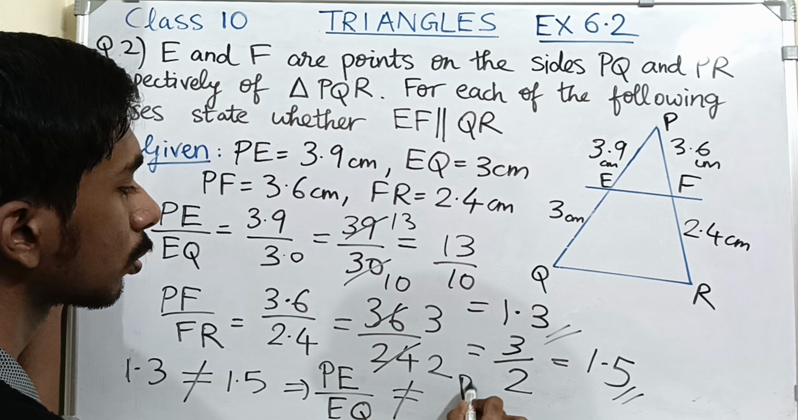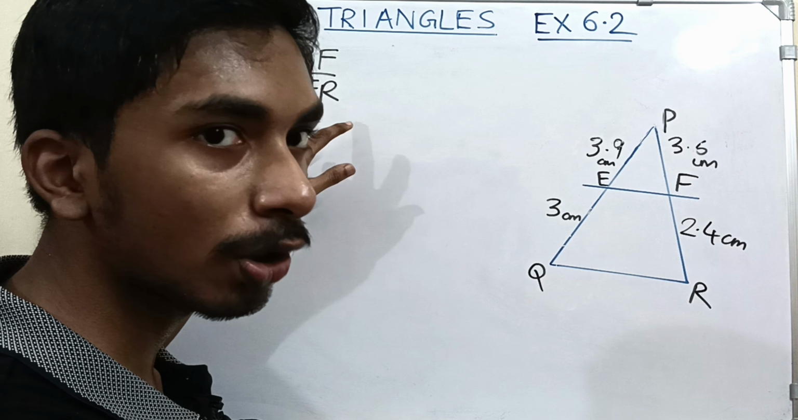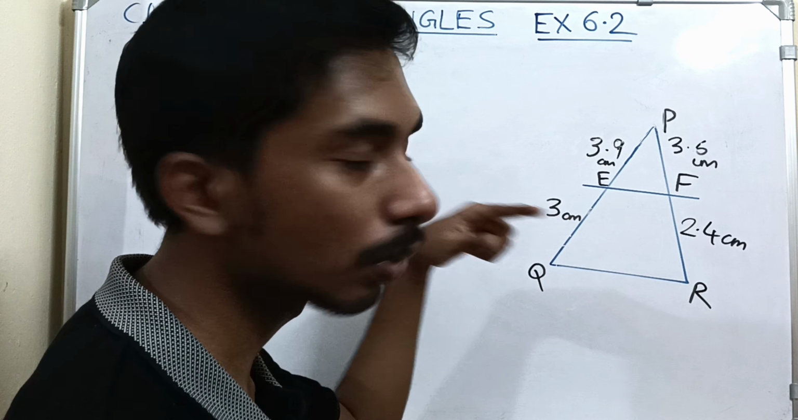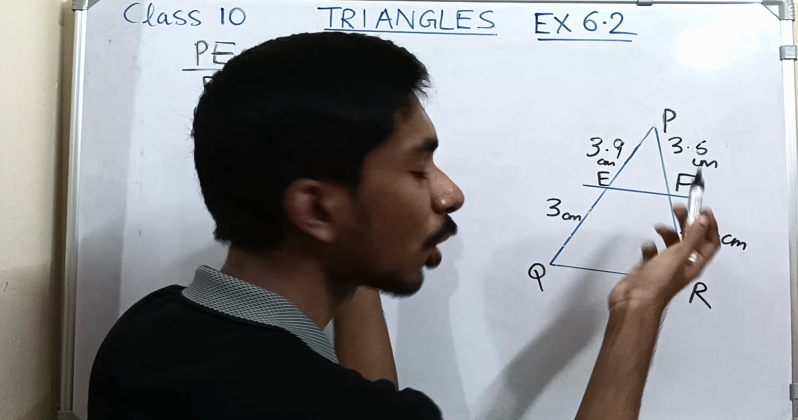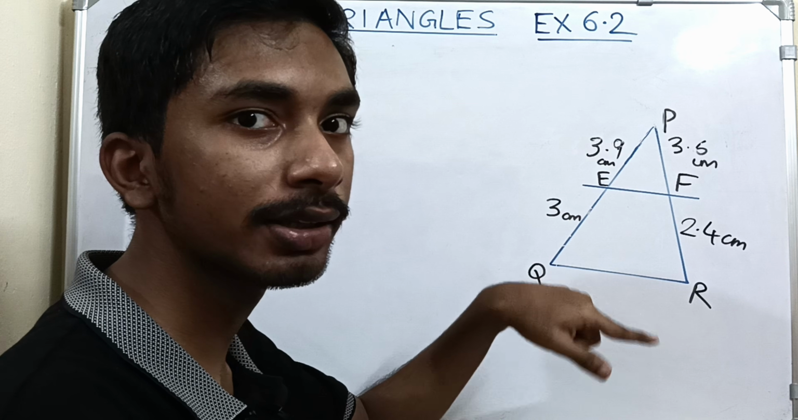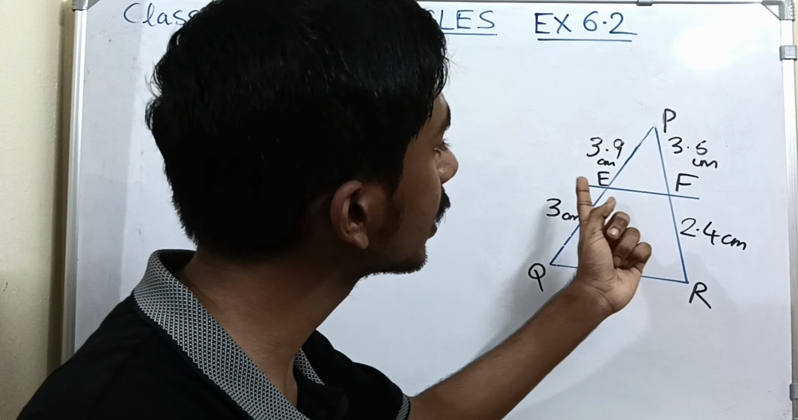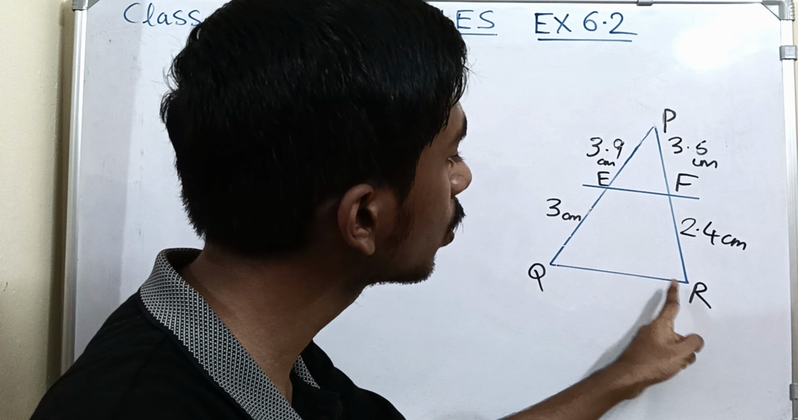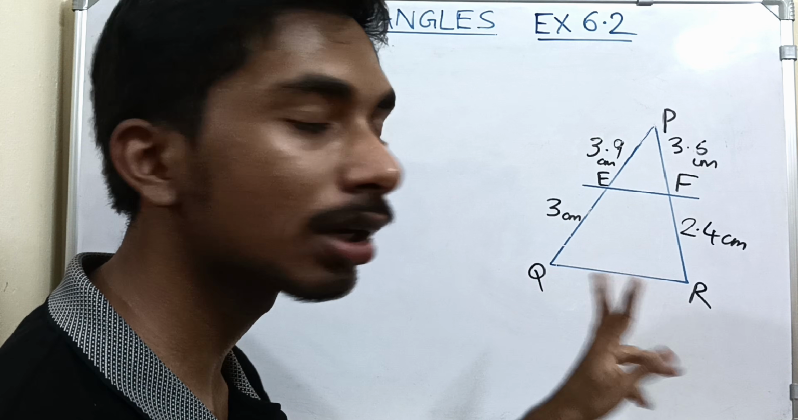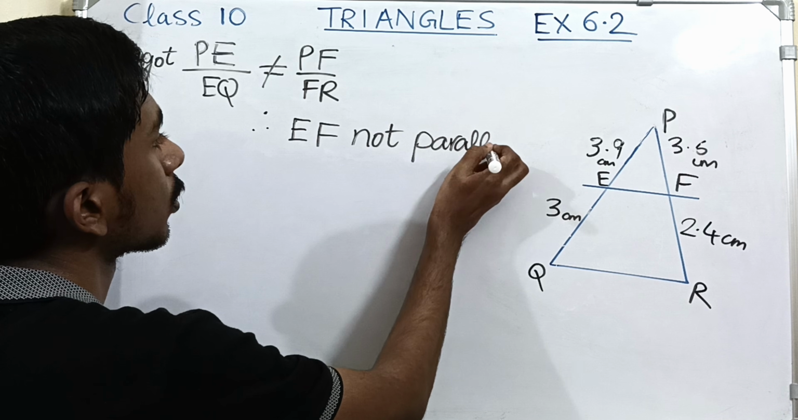This implies PE over EQ is not equal to PF over FR. So you can see both ratios are not equal. So when PE by EQ is not equal to PF by FR ratio, then this EF line is not parallel to QR line, because this is from the Converse of the basic proportionality theorem, which you have learned before. When the ratio is same, then only we can say this line segment EF is parallel to this line segment QR. But the ratio is not same. So EF is not parallel to QR. Therefore, EF is not parallel to QR.